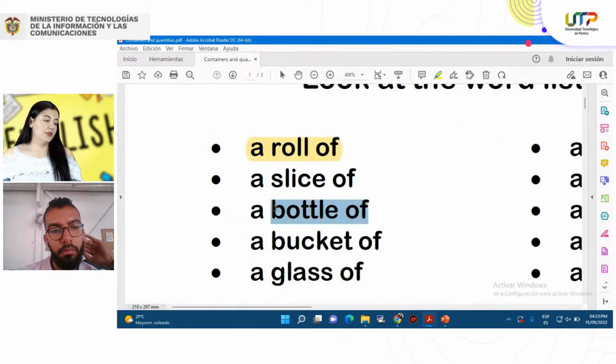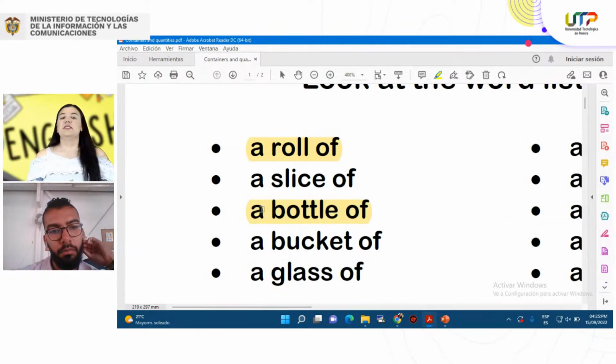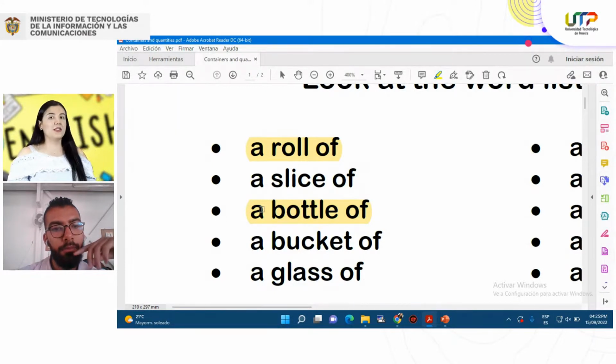A bottle of water. ¿Listo? Entonces, a bottle of sería nuestro container más popular, ¿sí? A bottle of water, a bottle of oil, for example. Puedo usar a bottle of con diferentes sustantivos no contables. Así que estos containers los usamos sobre todo para hacer que esos sustantivos no contables puedan ser contados, podamos contar cuánta cantidad hay de esos sustantivos. Así que tenemos entonces a roll of and a bottle of.